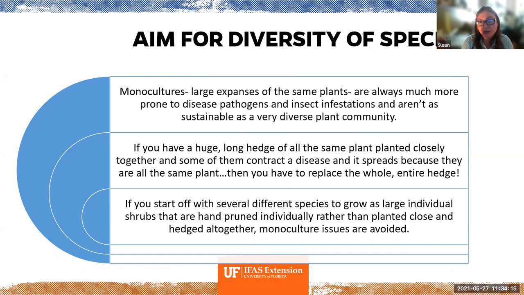It's called a monoculture when you have large expanses of the same plants, and monocultures are more prone to disease pathogens and insect infestations, and they just aren't as sustainable as a really diverse plant community. So you don't want to aim for having a huge long hedge of the same plant planted closely together. If one of them contracts a disease, it'll spread throughout the entire hedge, and then you may have to replace the entire hedge. So if you start off with several different species to grow as large individuals that are hand pruned rather than planted really close together and hedged together, the monoculture issues are avoided.